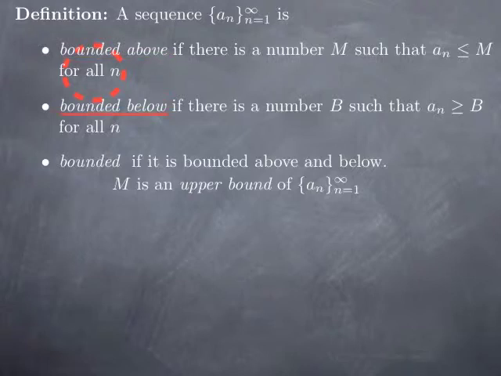We're going to say that the sequence is bounded below if there is a number b that bounds below the sequence, that is, a_n is greater or equal to b for all n. So all of the terms are at least b. And b in this case is a lower bound for the sequence. And again, if b is a lower bound, then anything smaller is going to also be a lower bound. So we have many lower bounds.